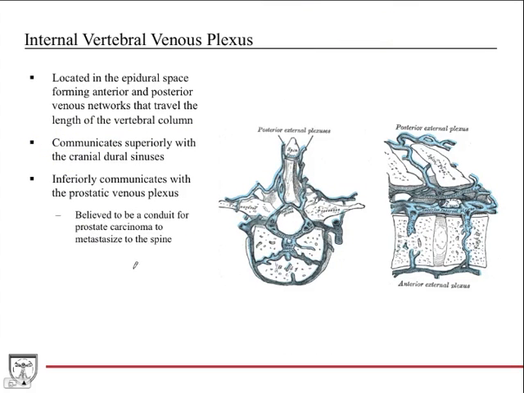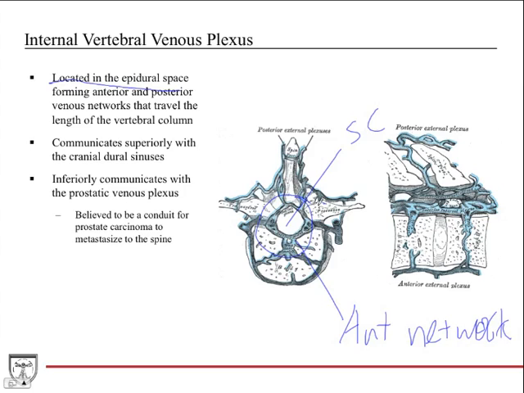There are two vertebral venous plexuses that help form the venous drainage of the spine. The internal one is located in the epidural space, so you can see that here. Here's your spinal cord, and here's your internal vertebral venous plexus. It forms an anterior and a posterior network. So here's your anterior network. Here's your posterior network.